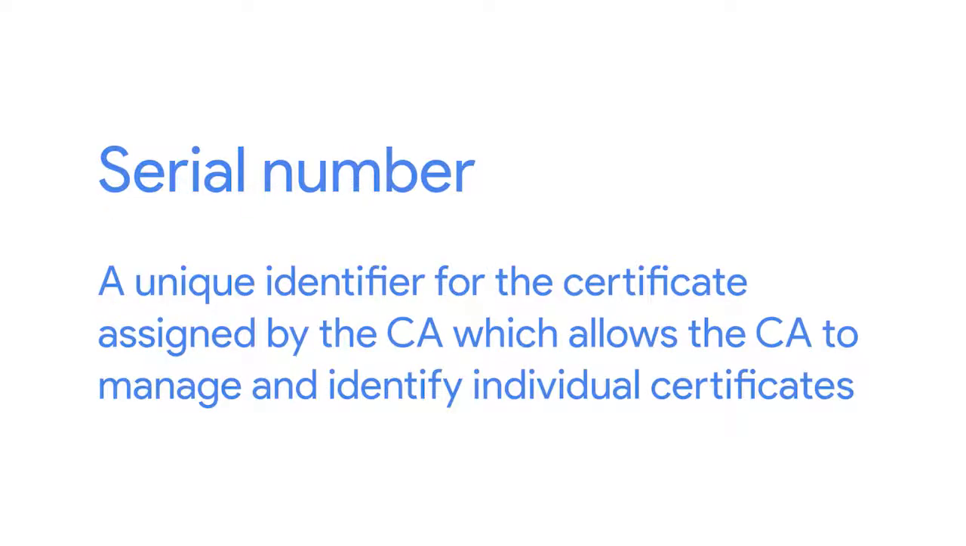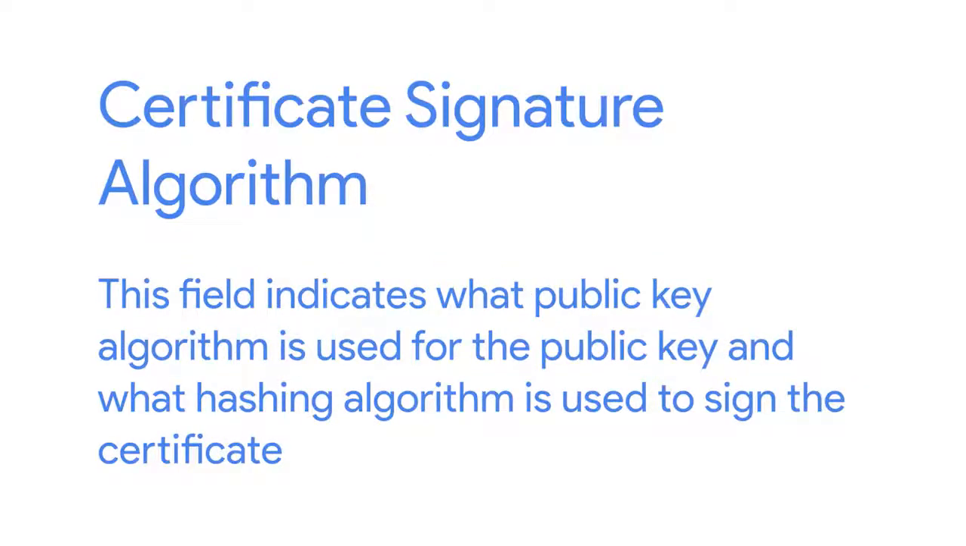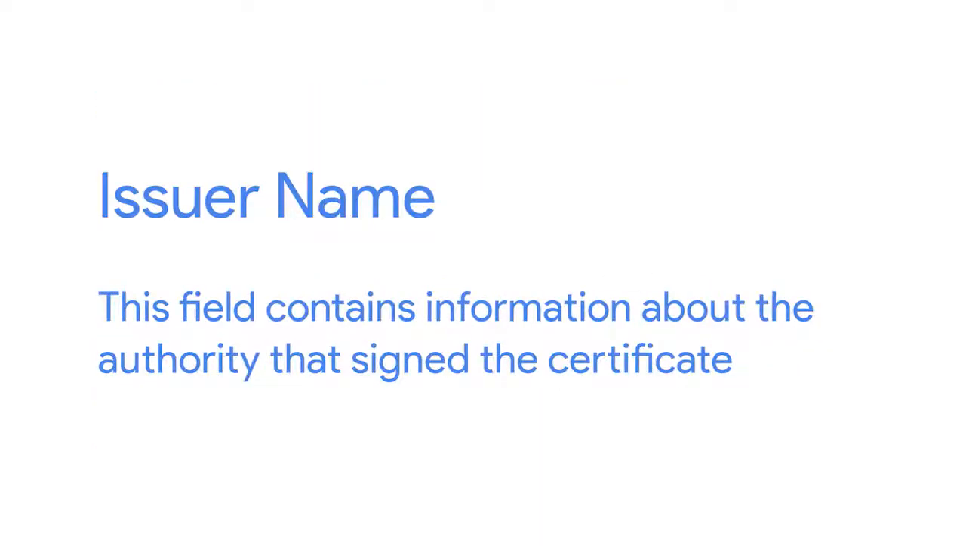The fields defined in an X509 certificate are the version, what version of the X509 standard the certificate adheres to; serial number, a unique identifier for the certificate assigned by the CA, which allows the CA to manage and identify individual certificates; certificate signature algorithm. This field indicates what public key algorithm is used for the public key and what hashing algorithm is used to sign the certificate. Issuer name. This field contains information about the authority that signed the certificate.